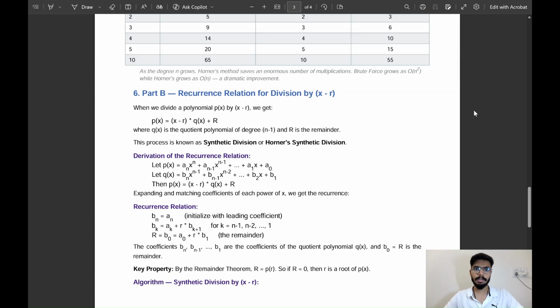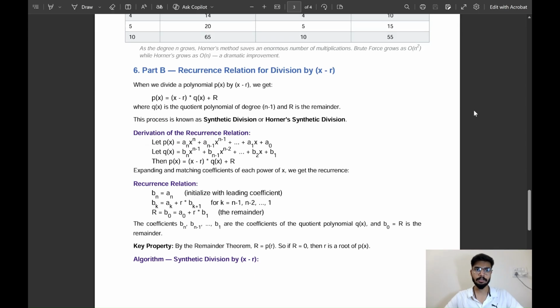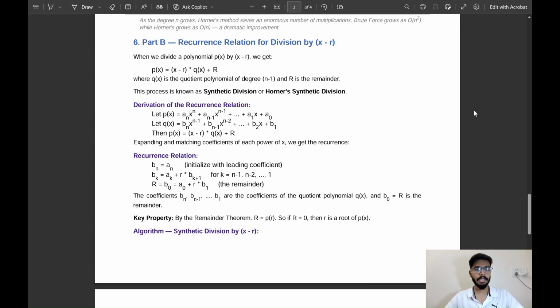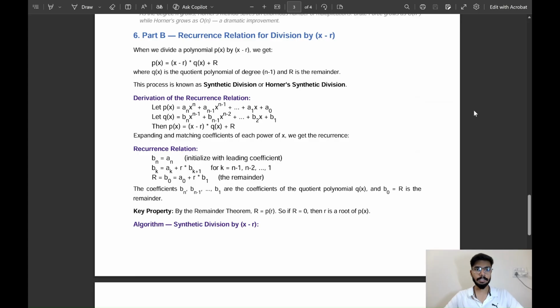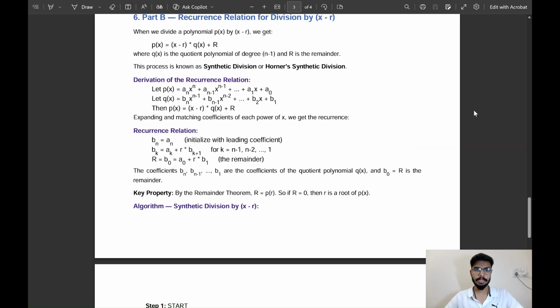So when we divide a polynomial p of x by x minus r, we get p of x is equal to x minus r into q of x plus r, where q of x is the quotient polynomial of degree n minus 1 and r is the remainder. Now this process is known as synthetic division or Horner's synthetic division. So the derivation of our recurrence relation is like that.